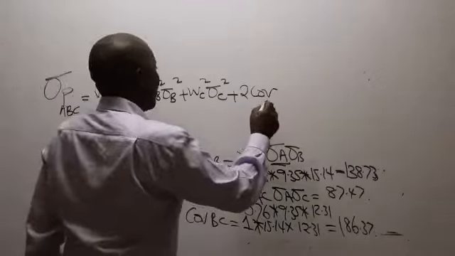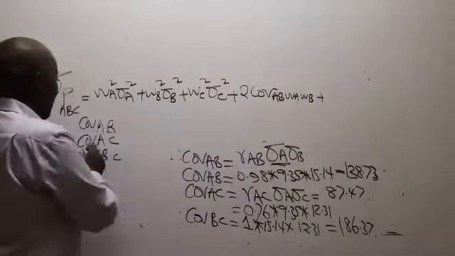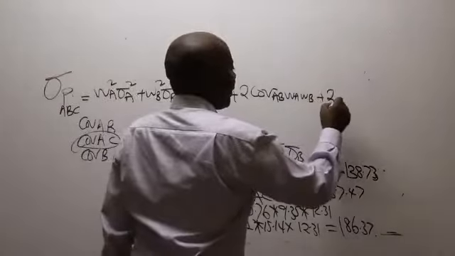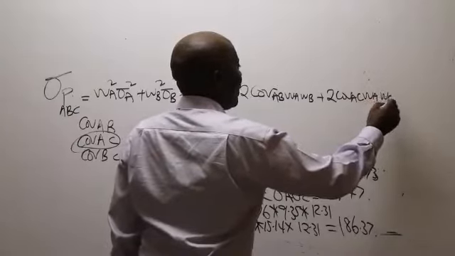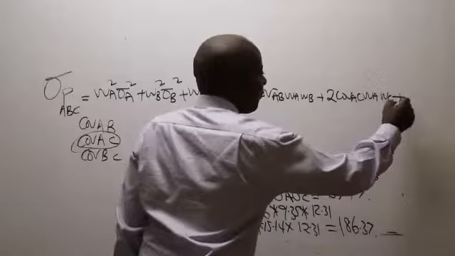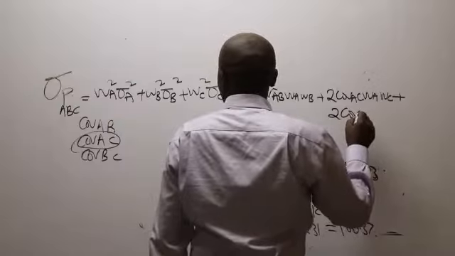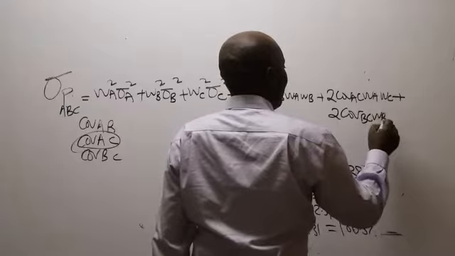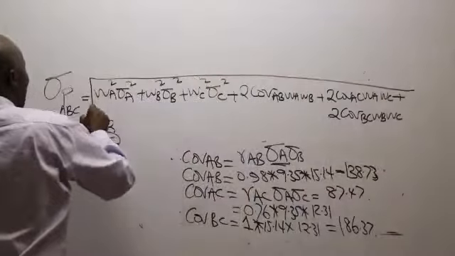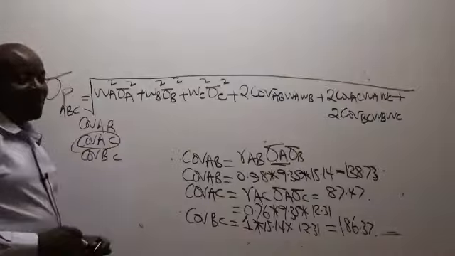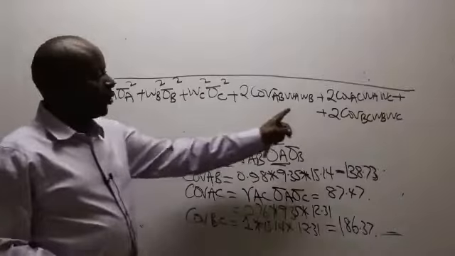So twice covariance AB, weight A, weight B, plus twice covariance AC, weight A, weight C, right? Plus, for lack of space, I'll fix the last pair here: plus twice covariance BC, weight B, weight C. And at the end of the day, there must be a very big square root. Don't forget this plus here, please. It's supposed to be a continuation.